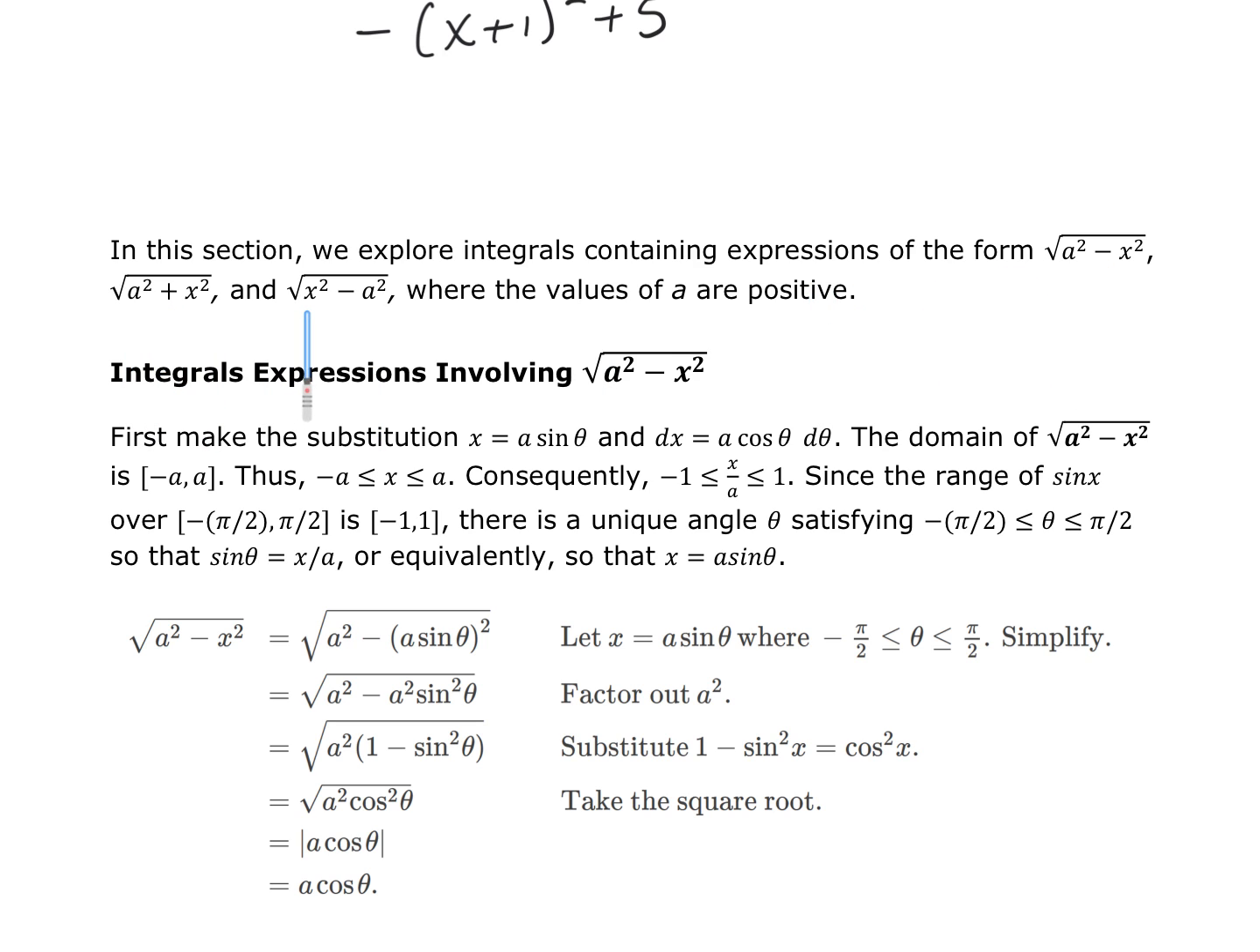Now, we are going to look at a squared minus x squared, or a squared plus x squared, or x squared minus a squared. The reason I did the completing the square is there's going to be times where I'm going to need to complete the square to make it match what I expect it to look like. So I may have x squared minus a squared, a squared plus x squared, or any of these combinations.